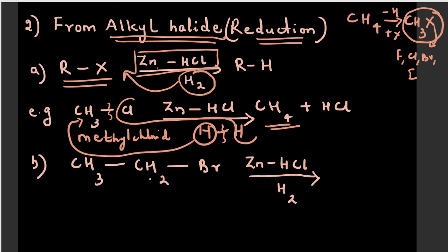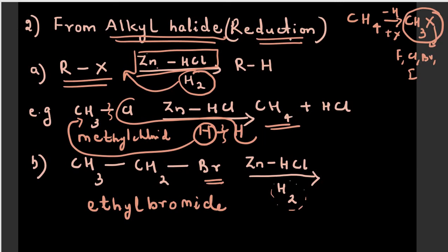This one has 2 carbon atoms. So the name of the alkyl halide is ethyl bromide. What is our halogen here? It is bromine. So ethyl bromide. In presence of zinc HCl, what will be evolved?